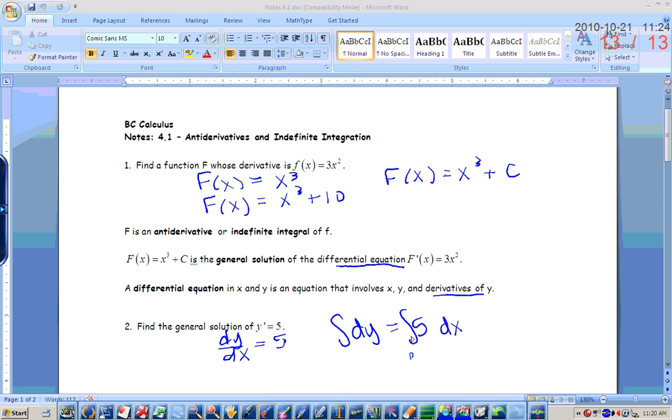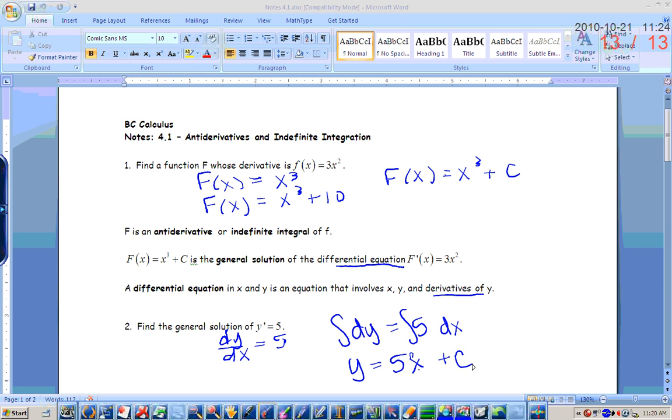Now, dy stands for the derivative of y. So what would the function be that has a derivative of y? Y, right. The integral of dy is y. What would the integral of 5 with respect to x be? 5x. Good.